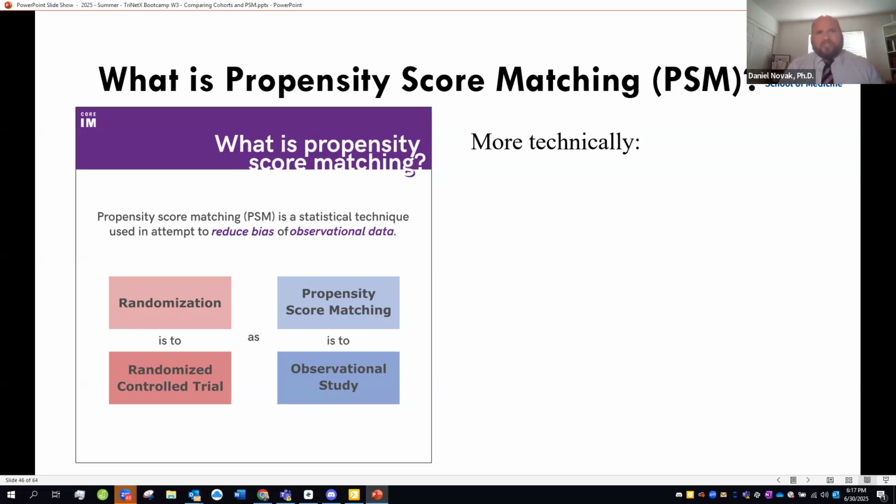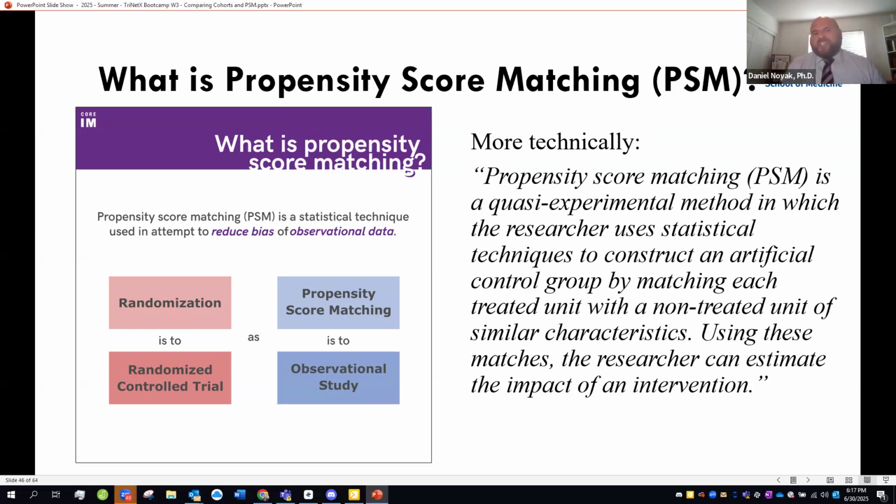So in technical terms, propensity score matching is a quasi-experimental method in which the researcher uses statistical techniques, in this case, a form of logistic regression, to construct an artificial control group by matching each treated unit with a non-treated unit of similar characteristics. Using these matches, the researcher can estimate the impact of an intervention.